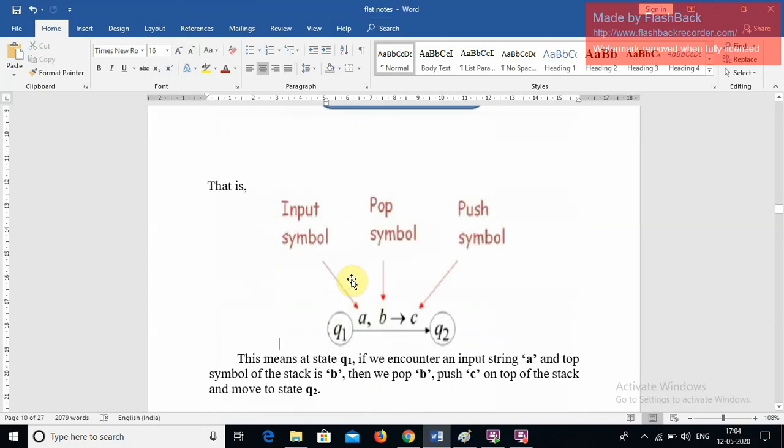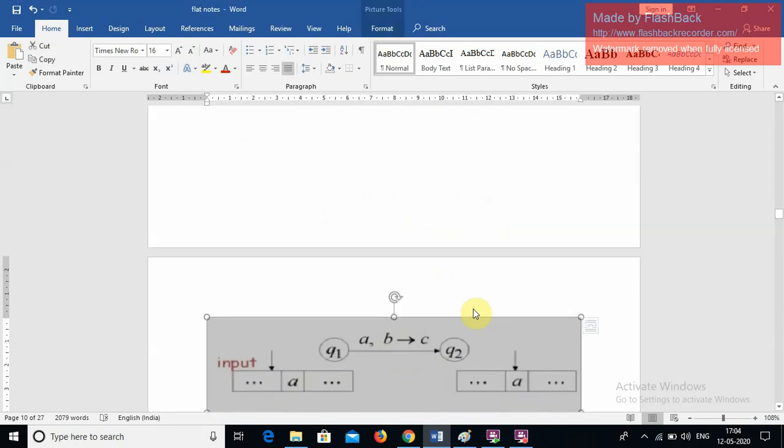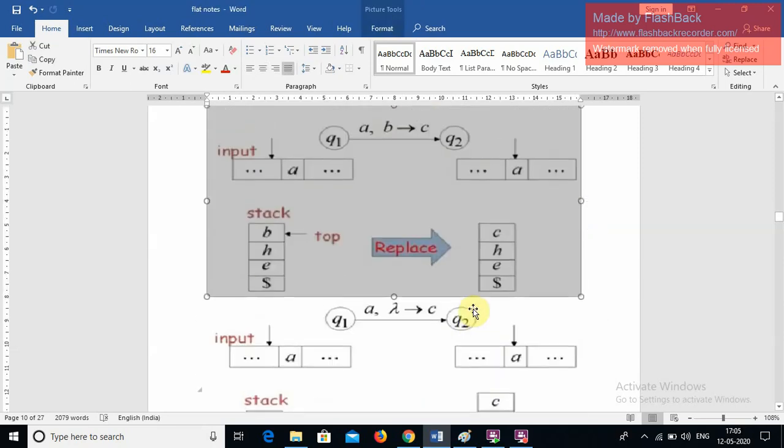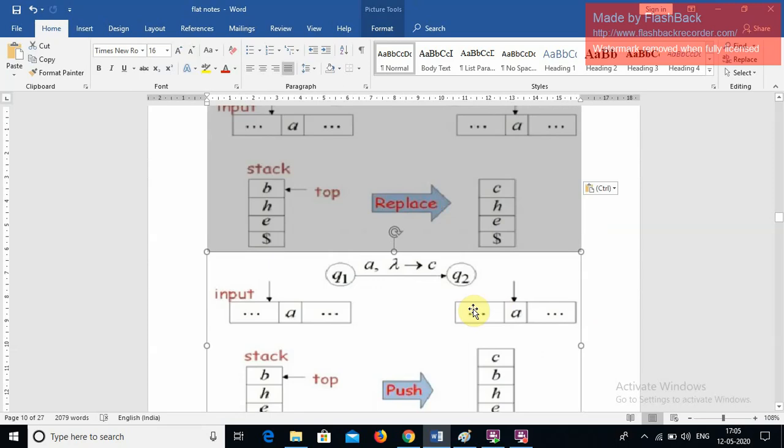This also can be represented like this: q1 to q2 is the state transition, a b c. a is the input symbol, b is the symbol popped from the stack, and c is the symbol pushed onto the stack. So the working of a transition function we define like this.